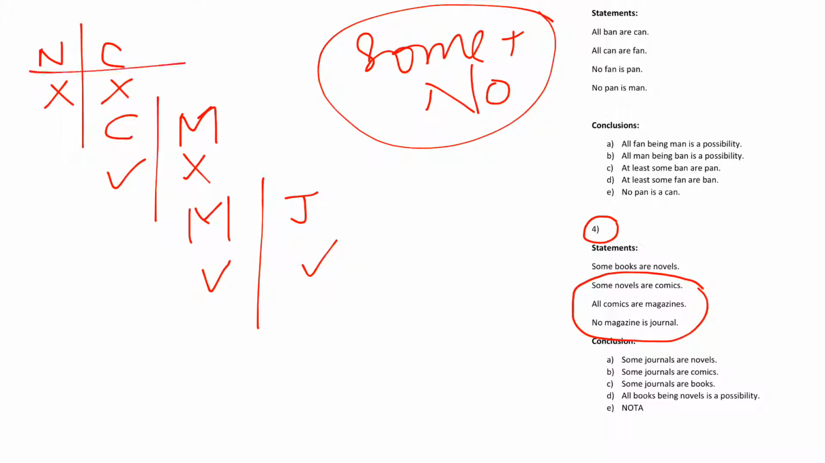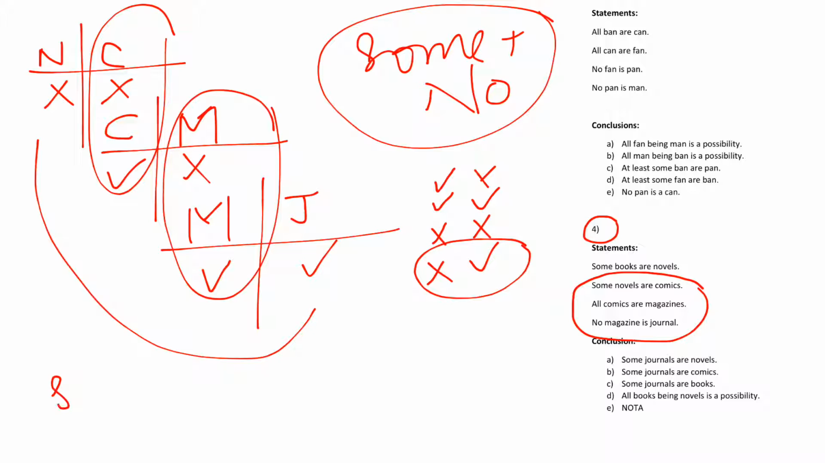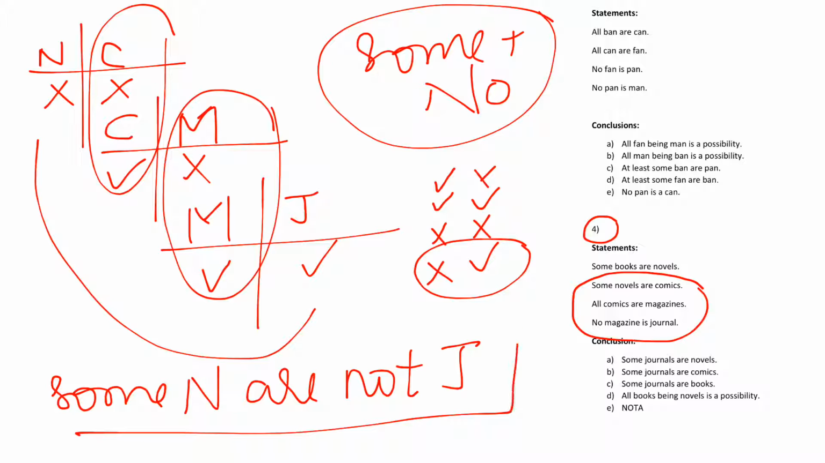So let's do the middle term check: once distributed, and cross tick. Generally it was the tick tick cross cross rule, cross tick cross tick. So it is some plus no, right? Obviously this one will give some N R not J. This should come, so this is coming as our conclusion, which is definitely following. What is the option? Some journals are novels.